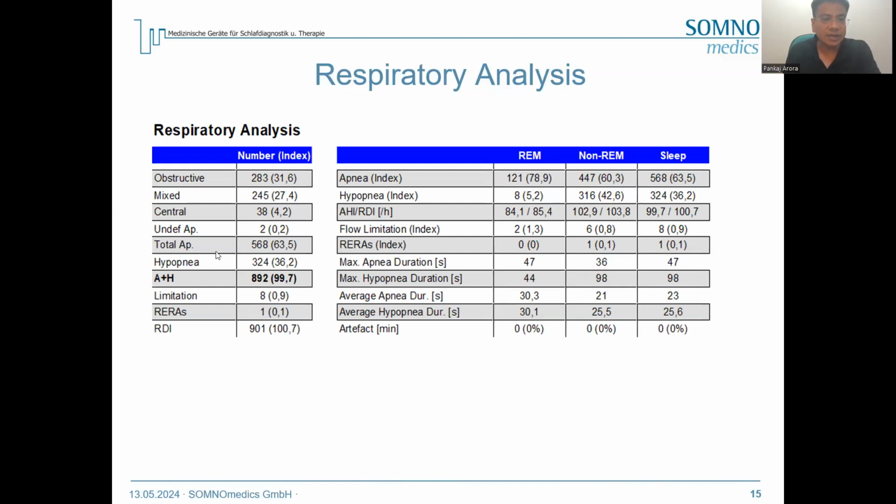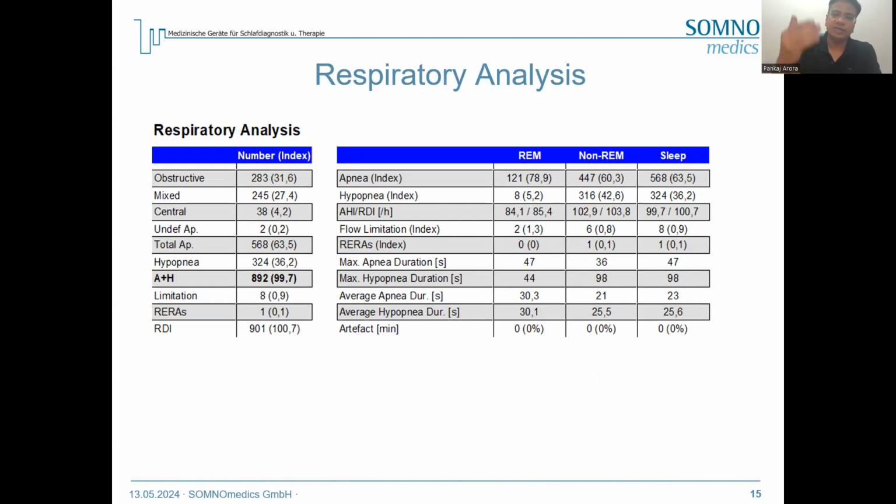But one thing I would like to tell you: what do you mean by undefined apneas? Undefined apneas are when the sleep technologist or doctor is not able to score or justify whether it's obstructive sleep apnea or central sleep apnea, because probably the effort signals were not coming properly, but obviously there was a nadir in the flow channel. So it means there was an apnea, but we cannot define whether it's obstructive or central, so we define it as an undefined apnea.